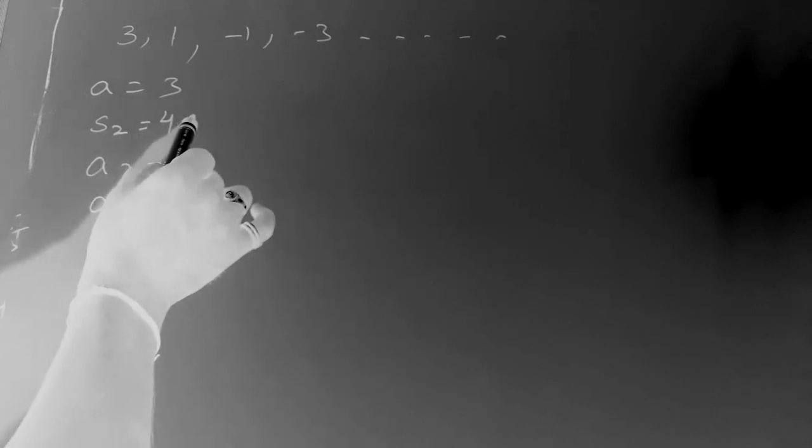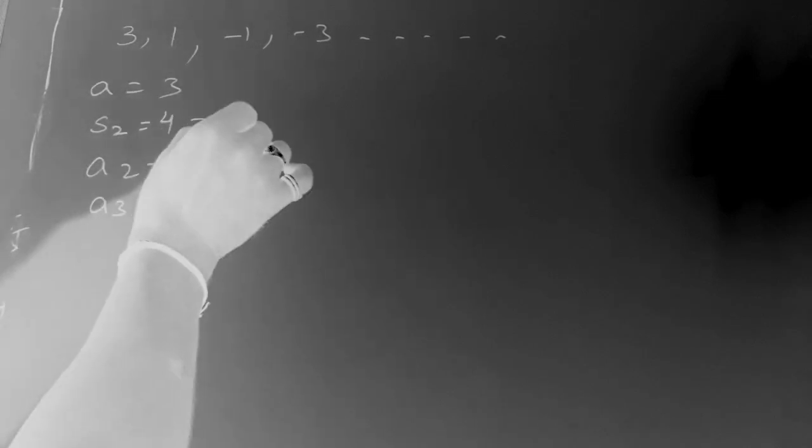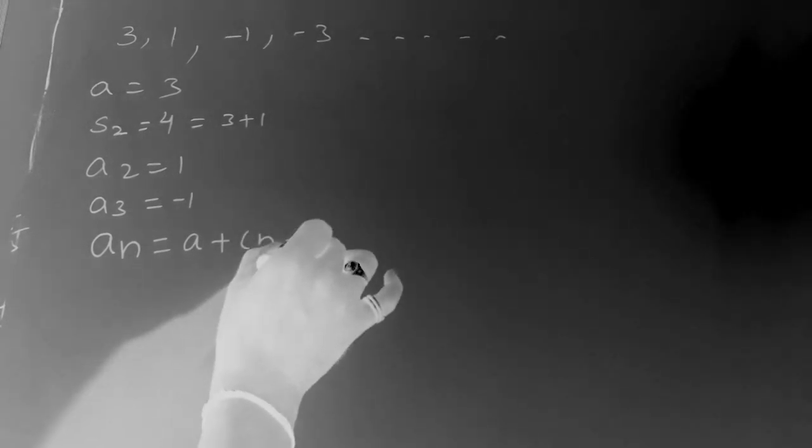So in this, he is asking the first term of the series, that is a equal to 3. The sum of two terms S2, we just calculated, is 4, first term plus second term. The second term of the series is 1. The third term of the series is minus 1. And he is asking to find the 10th term. First, the general formula: the nth term of an AP series is a plus n minus 1 into d. So this is the general term, or nth term, of an AP series.